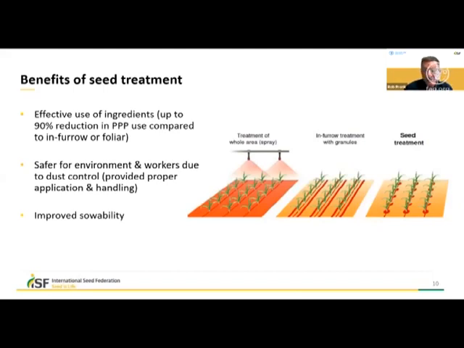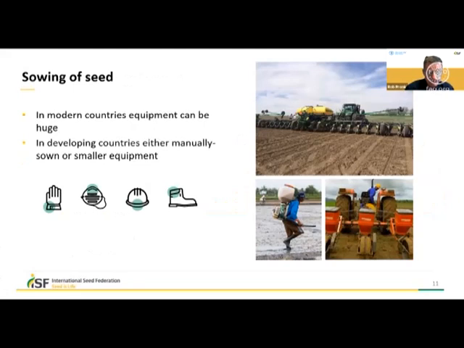The sowing of seed can be done in various ways. In modern countries, the equipment being used can be huge, with 24 up to 48 rows planting simultaneously, very high tech. And in developing countries, there are various ways. You see a few pictures: a person sowing rice seed manually, by a leaf blower, or using a tractor where a couple of lanes are being used.